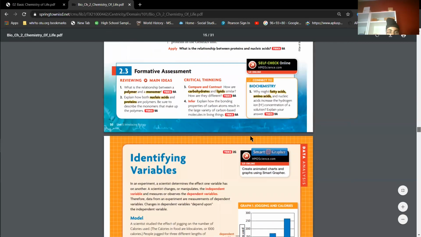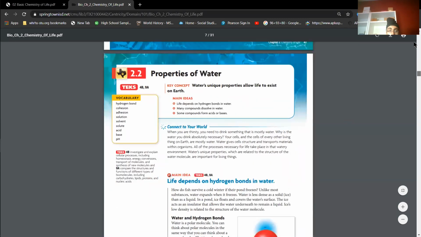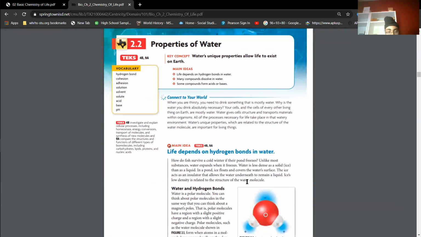So let's go to properties of water here. Water is a really important molecule. It makes up like 70% of our bodies. And there are certain properties of water that are really, really important.